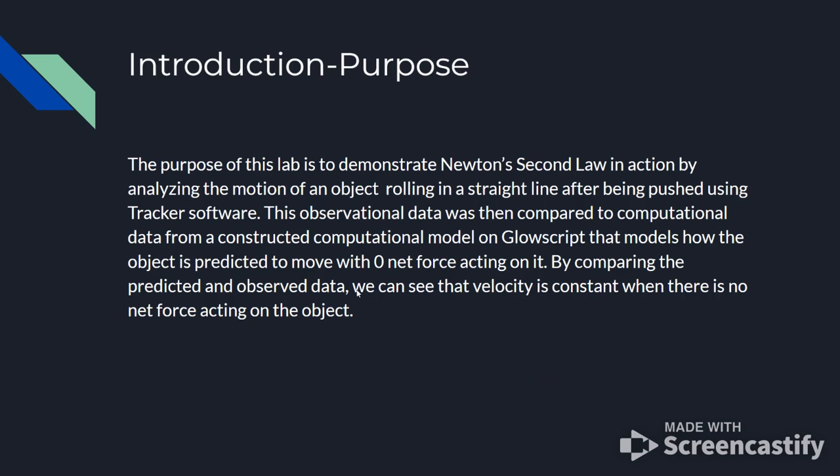Lab 1, constant velocity. The purpose of this lab is to demonstrate Newton's second law in action by analyzing the motion of an object rolling in a straight line after being pushed, using Tracker software. This observational data is compared to computational data, which is our predicted data from a constructed computational model of the observational data on Glowscript. This predicted data is predicting what the ball would move like with zero net force acting on it. By comparing the predicted and observed data, we can see that velocity is constant when there is no net force acting on the object.